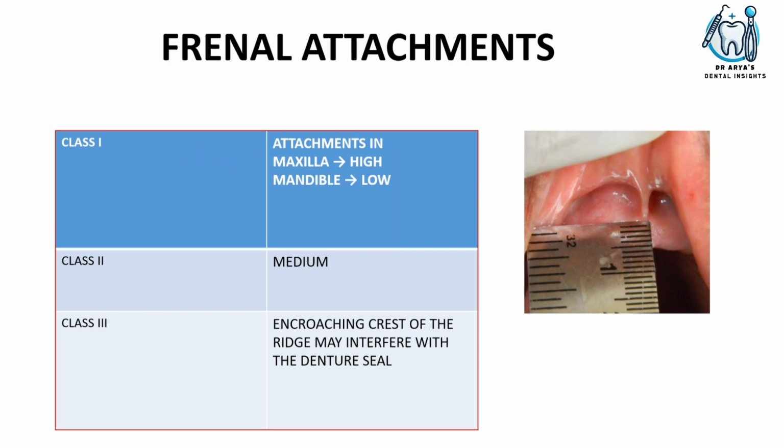Frenal attachment, according to House, is classified into class 1, class 2 and class 3. In class 1, it is high in the maxilla or low in the mandible with respect to the crest of the ridge. Class 2 is medium, and in class 3, the frenum encroaches on the crest of the ridge and may interfere with the denture seal, and surgical correction may be required. All the lingual tissues of the mandible are classified as muscle attachments.